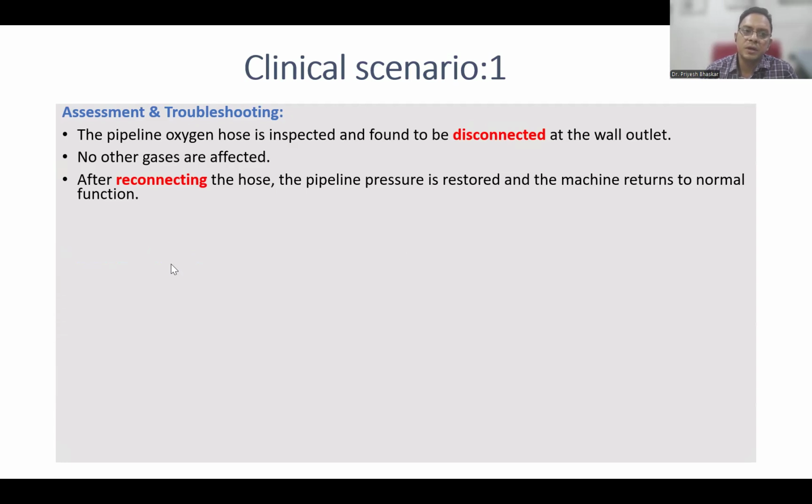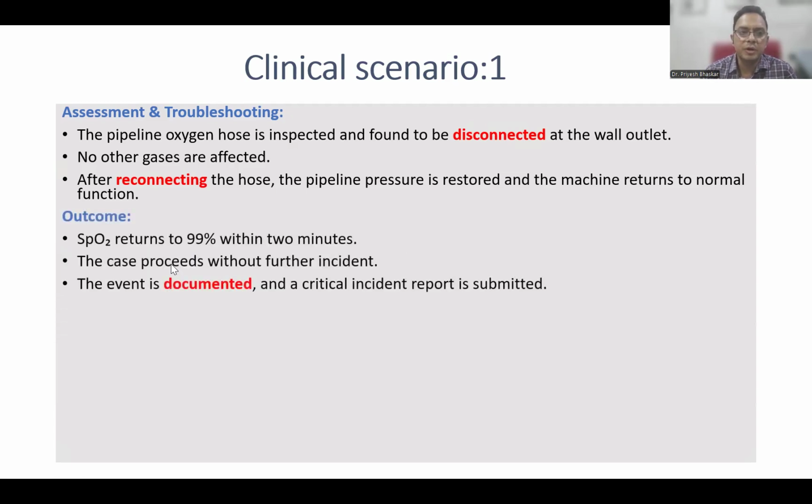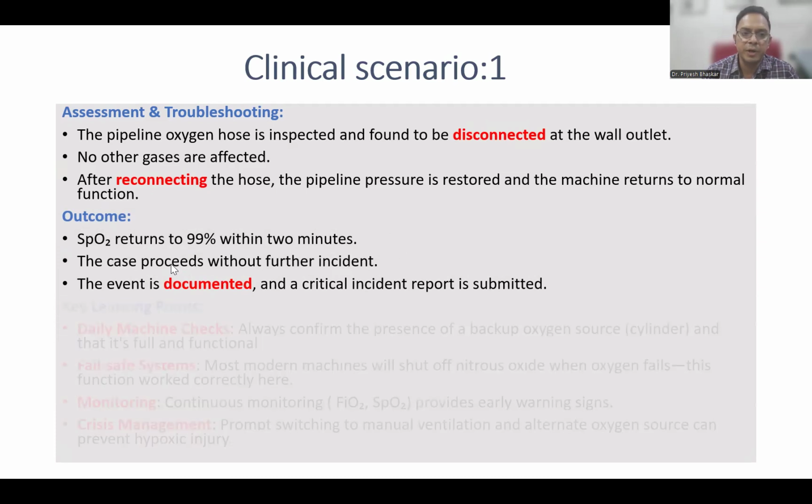The oxygen pipeline, in this case the pipeline oxygen hose, was inspected and found to be disconnected at the wall outlet. No other gas was affected. After reconnecting the hose, the pipeline pressure was restored, right? So the rest of the things came back on track. Again, SpO2 returned to 99% and the event was documented and submitted, right?